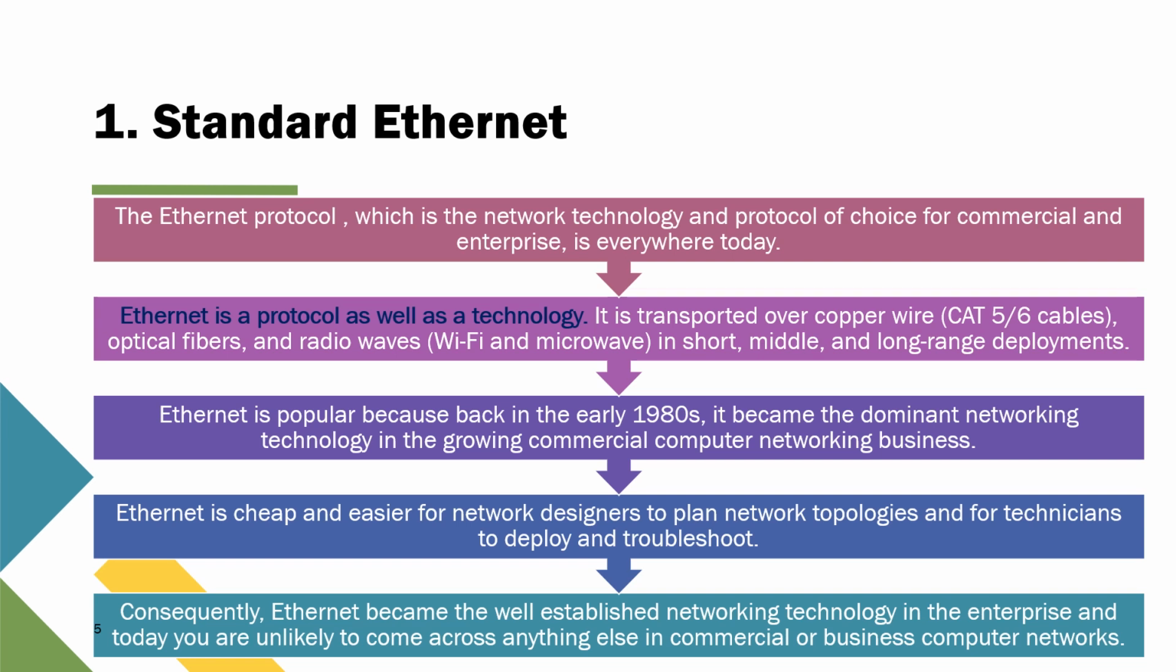Ethernet is not only a protocol, it is also a technology. It is transported over copper wire, known as Cat5 and 6 cable, optical fiber, and also radio waves are used in short, middle, and long range deployment. Ethernet is popular because back in 1980 it became the dominant network technology, used everywhere for connecting computers, devices, and everything.